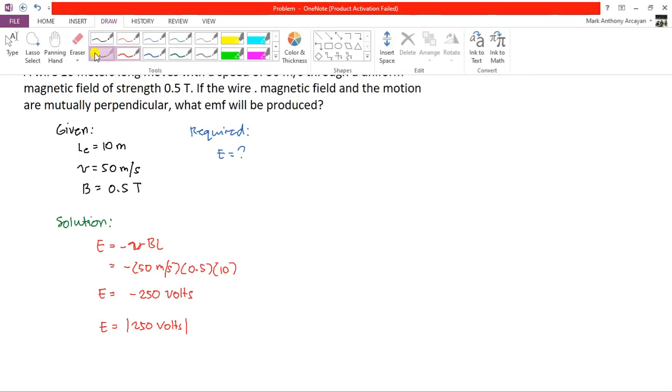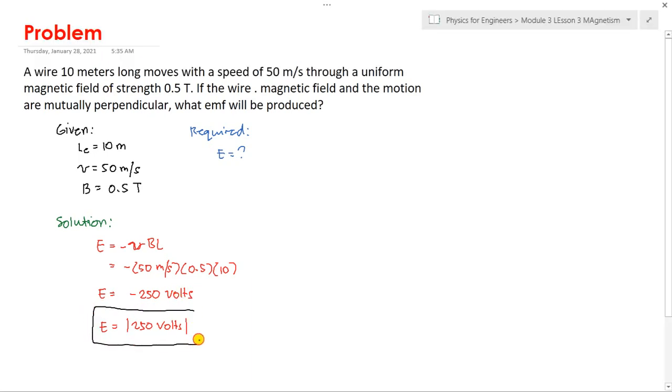Now, that is the answer. For other problems, especially with a series of conductors, the general formula matters: E is a vector quantity, velocity is a vector quantity, and of course the magnetic field is a vector quantity. The length is the only scalar, it is independent. So if the velocity is negative, the negatives apply, and a negative times a negative becomes positive.